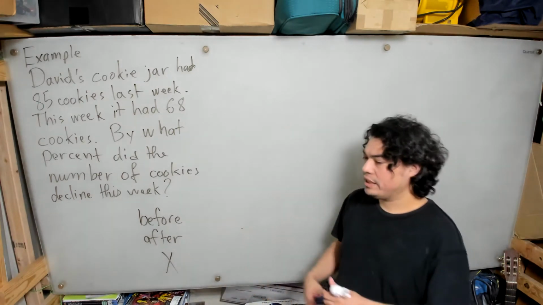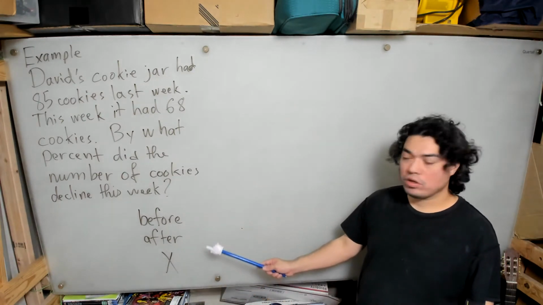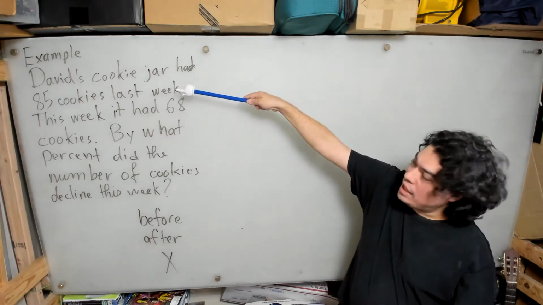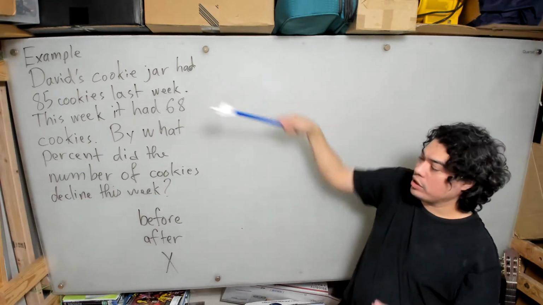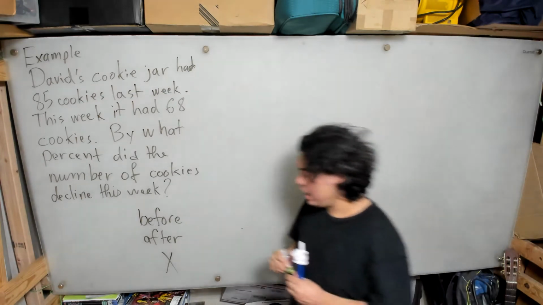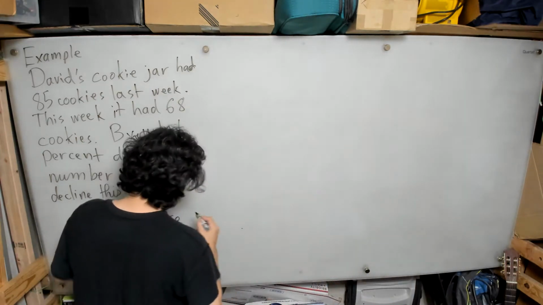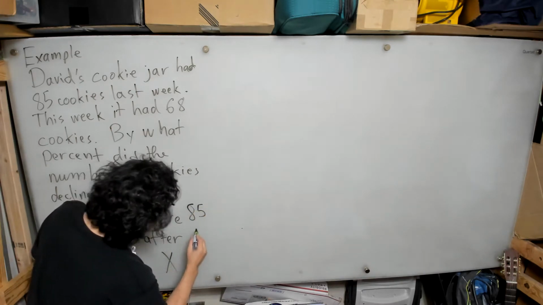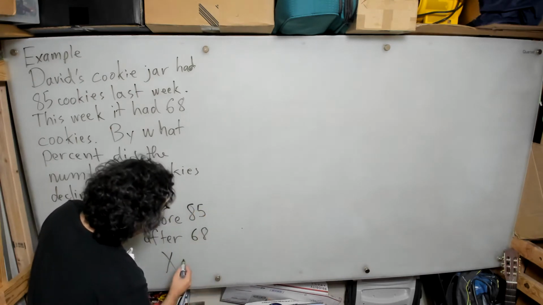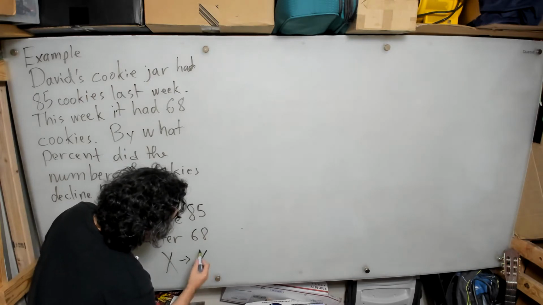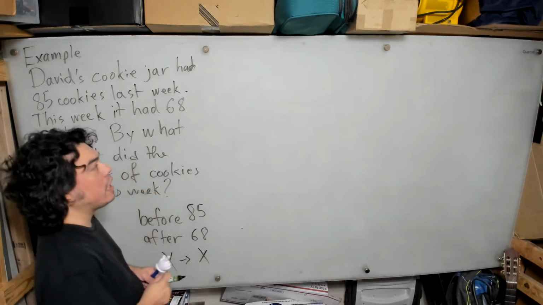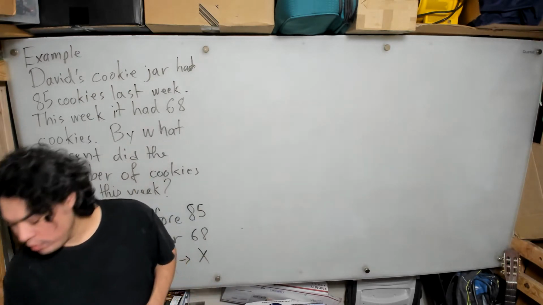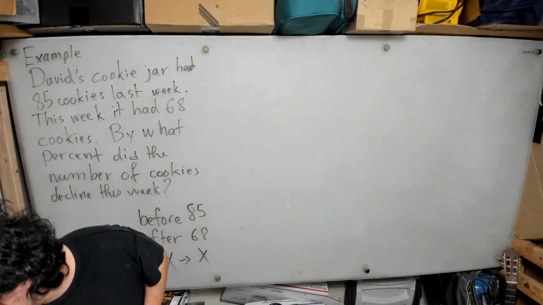So here I have my setup, right? I need my before, my after, and my x. So it had 85 cookies last week, and this week it had 68 cookies. So we know that 85 is my before value, and 68 is my after value. And of course, we don't know what the x is, so we're just going to leave it as x. Okay? And so now we're going to set up the proportion, the standard proportion for dealing with percent increase and decrease problems.